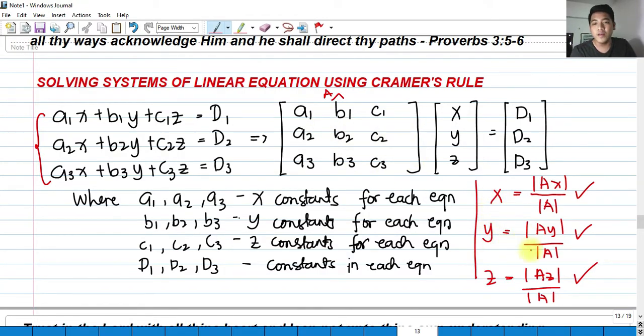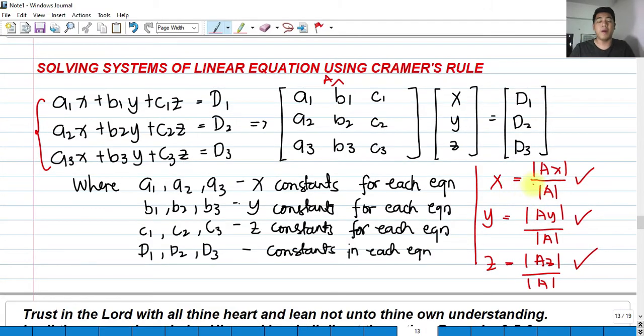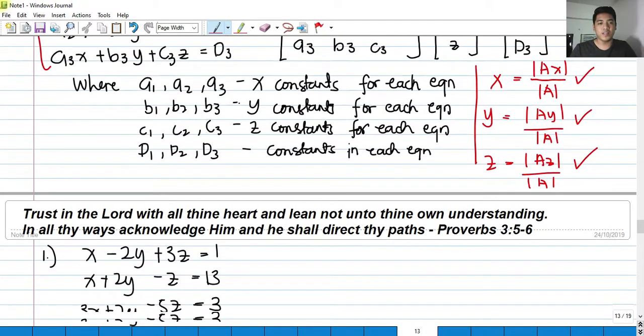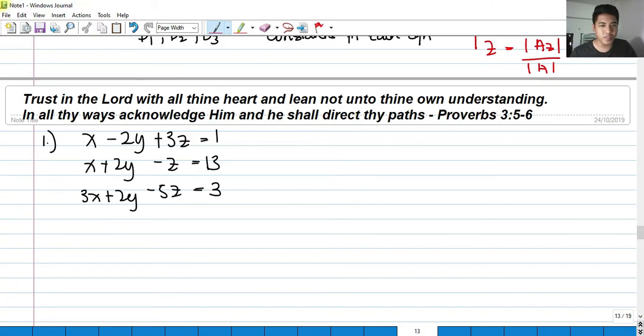Same for y. For AY, we're going to replace this second column, all of the coefficients of y of all the equations, by the constants. For AZ, we're going to replace this by the constants and get the determinant, and so on and so forth, and perform this operation. By this, we're going to get x, y, and z. So let's proceed now to our first example.